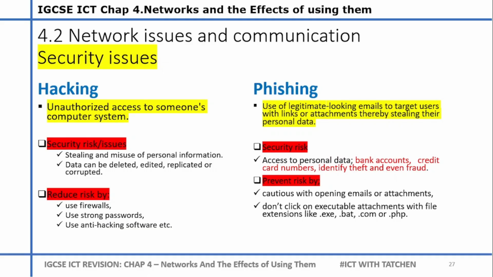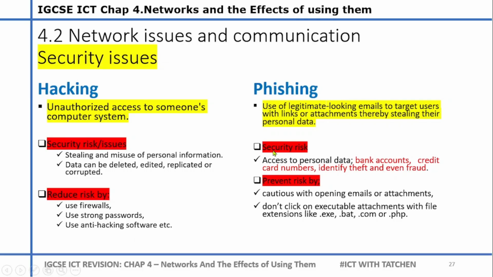Now, the next security issue is phishing. Phishing is basically the use of legitimate looking emails to target users with links or attachments, thereby stealing their personal data. They just send you a legitimate looking email, probably from somebody you know. Very often it is about things they think you are excited about, so maybe free money, free gifts and all those things. Once you click, they've stolen something from you. So instead of you taking, they take from you.